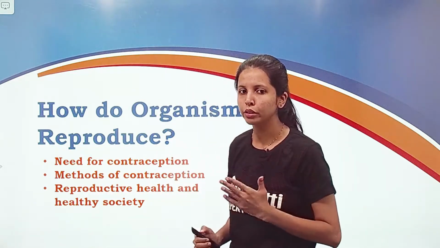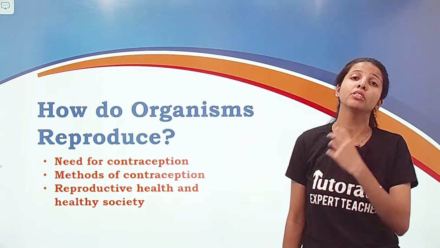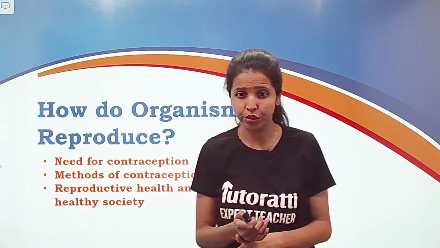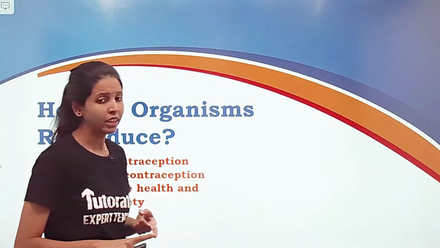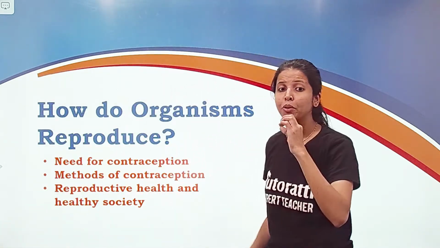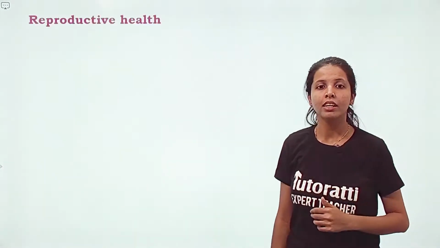Kids, now we are going to talk about what is the need for contraception. मतलब क्यों ज़रूरी है pregnancy को prevent करना, contraceptive methods use करना. So we are going to learn about that reason. I am going to tell you about the different methods of contraception, reproductive health, and also about the healthy society.